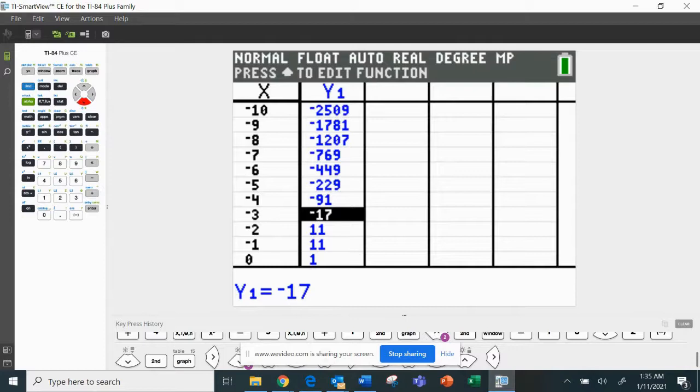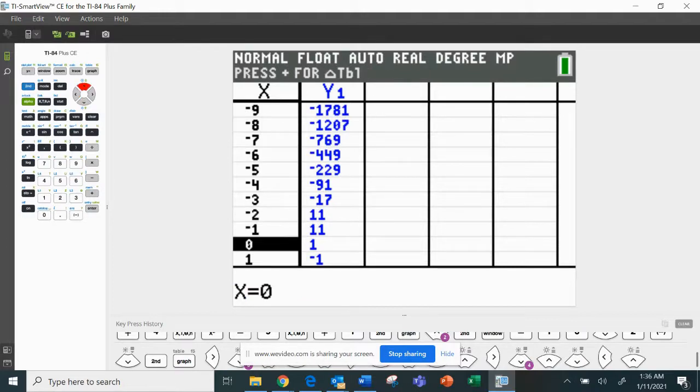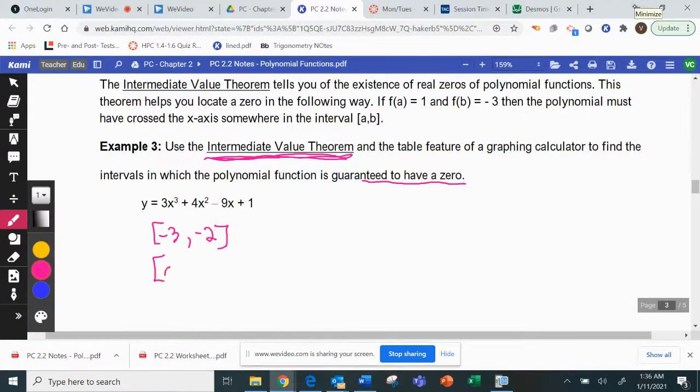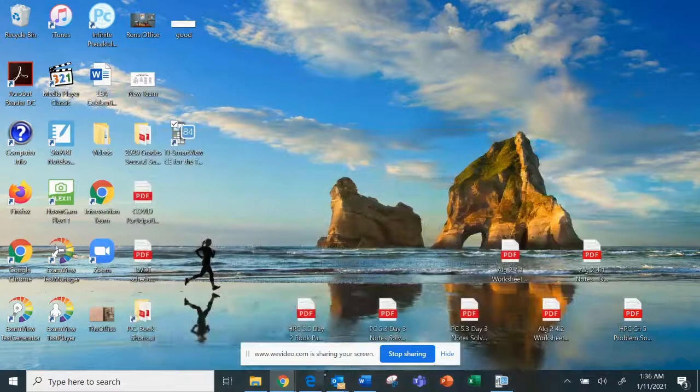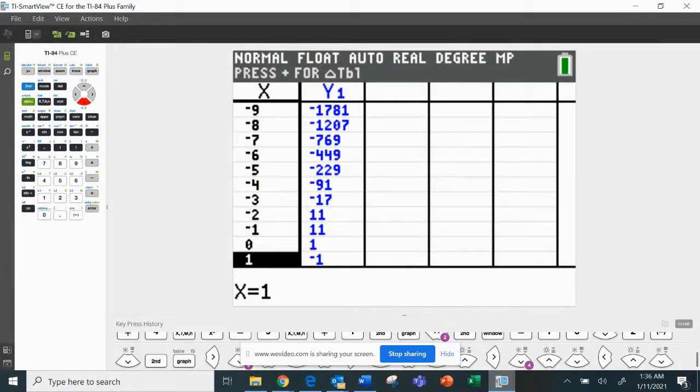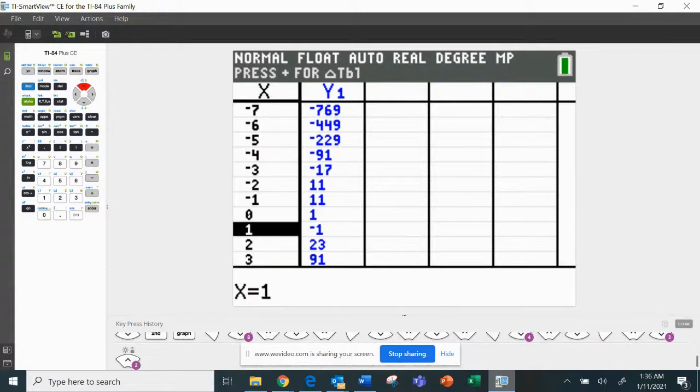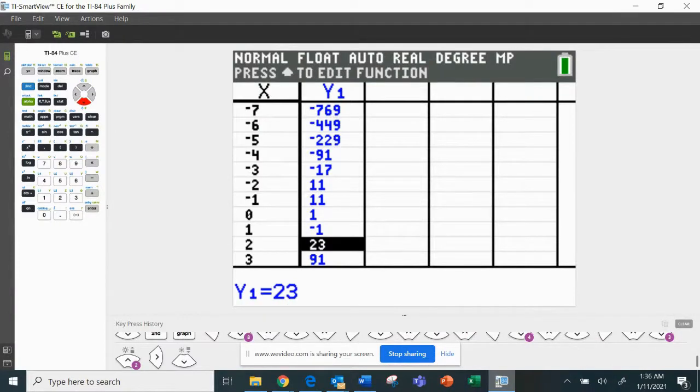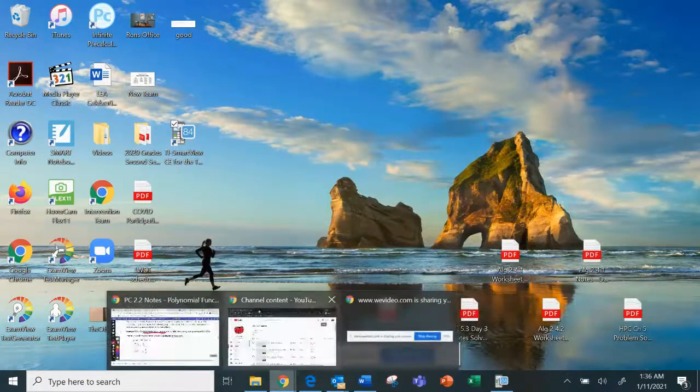Okay, now we're going to look to see if there's any other sign changes. Oh, here's a sign change where it went positive to negative. So the x's are from 0 to 1. So we're guaranteed to have a 0 between 0 and 1. Let's see if there's any more. Yep. From -1 to 23 on the y's. That changes signs. So from 1 to 2 on the x's will be our next one.